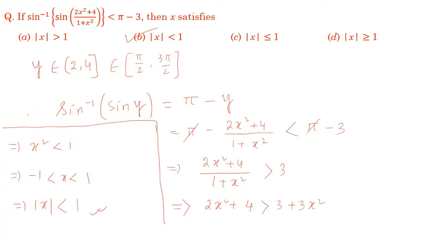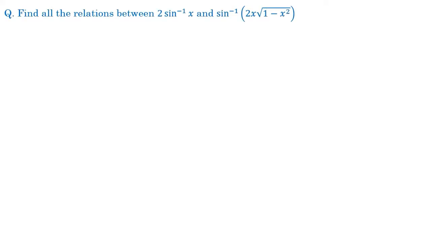So we take the next one. This is the next question. Find all relations between 2 sine inverse x and sine inverse of 2x into root over 1 minus x square. You see this part, root over 1 minus x square is valid when 1 minus x square is greater than or equal to 0, and so x square is less than or equal to 1, and this will give us minus 1 less than or equal to x less than or equal to 1.